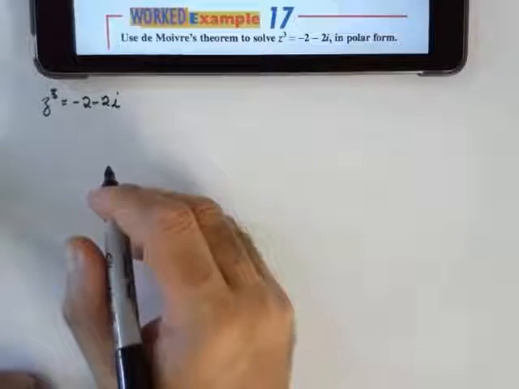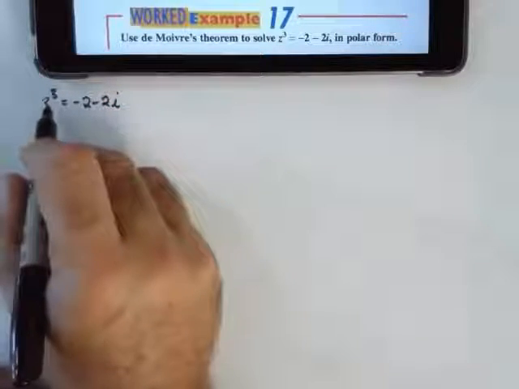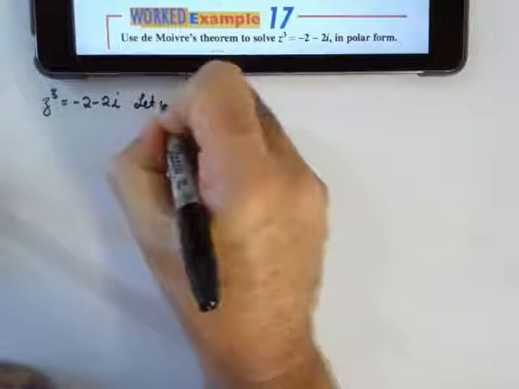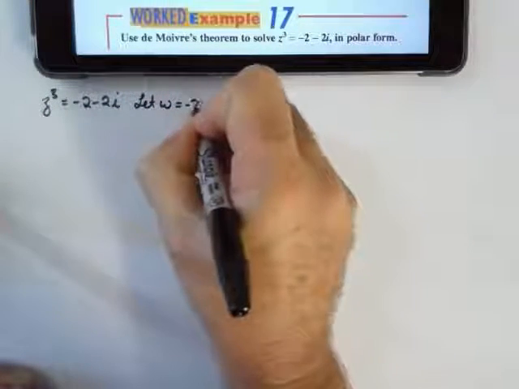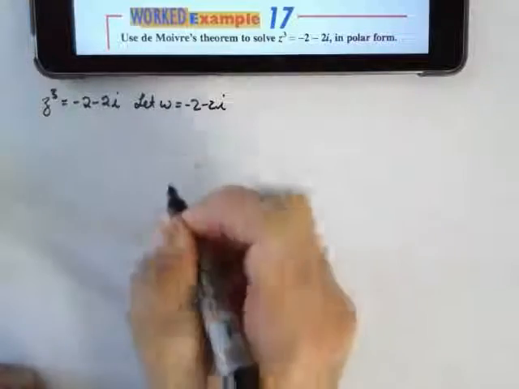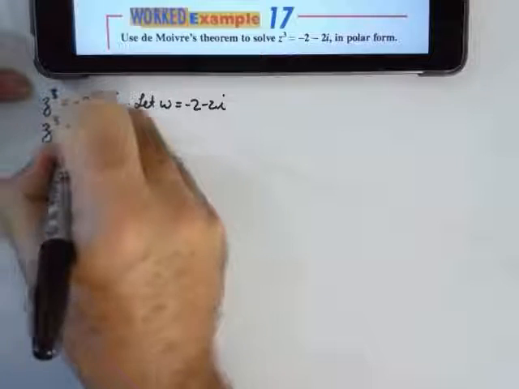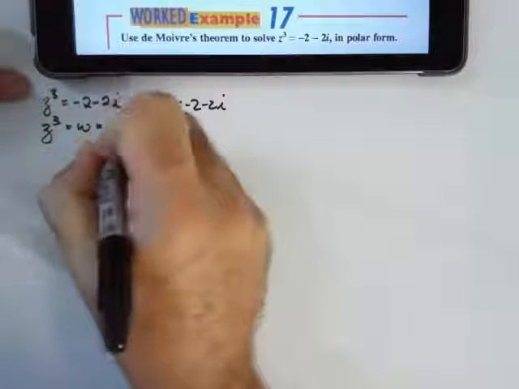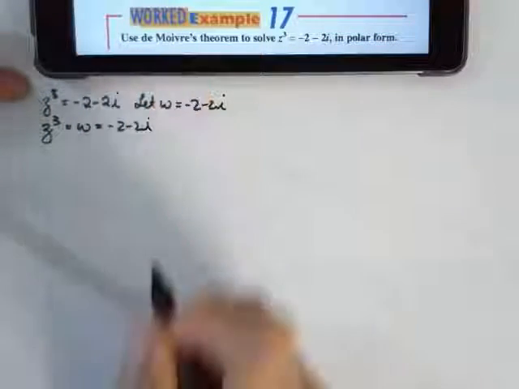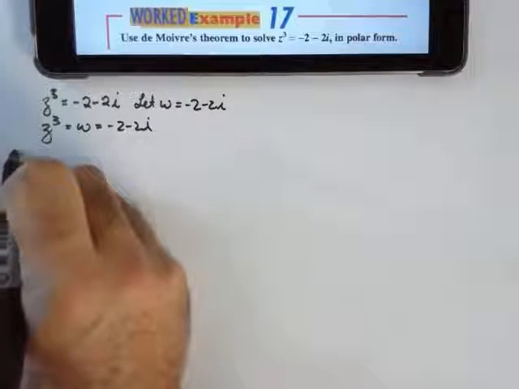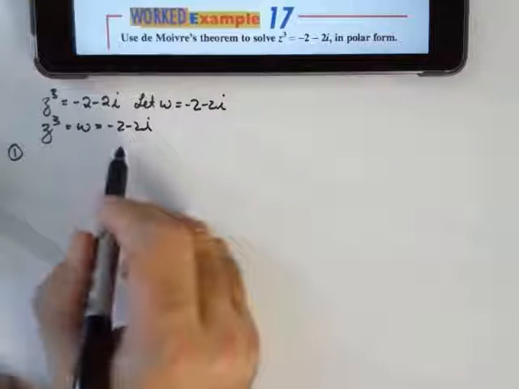Our first step will say, because we don't want to use z cubed, I'm going to say let w equal negative 2 minus 2i, which means that z cubed equals w equals minus 2 minus 2i. My first step now will be to express this in polar form.